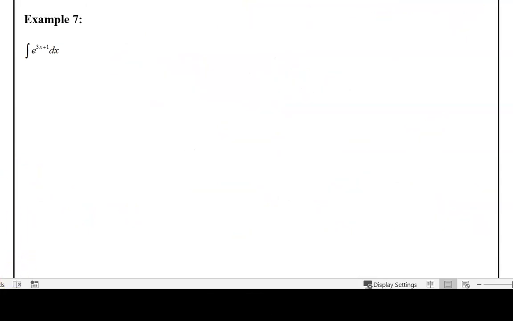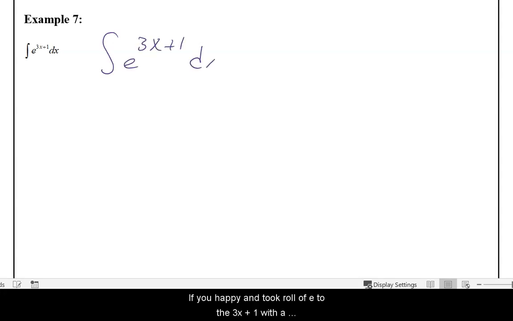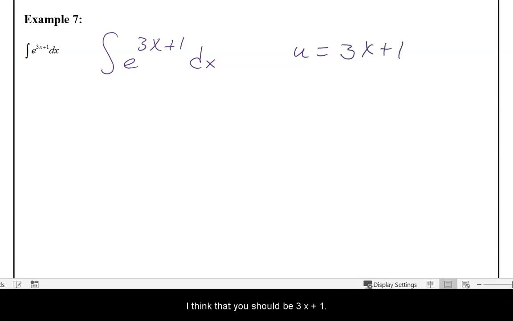Next example. Now we're looking at example 7. This is the integral of e to the 3x plus 1. If you have the integral of e to the 3x plus 1 with the differential dx, there's only one place to find u. It has to be in the power on the exponential function, and that is our u. This is the first example where you've not been given the u, but instead you've got to find it yourself. I think that u should be 3x plus 1.